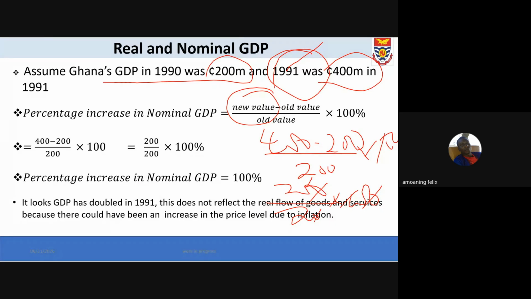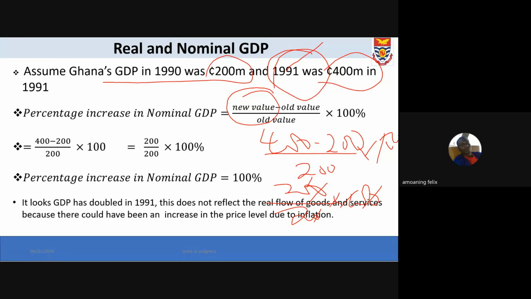Okay, so assuming that you have a bag of rice, and the bag of rice initially was 20 cedis, and you want to calculate the GDP. GDP is the monetary value of our production of final goods and services. But now the bag of rice was 20 cedis, and now it is 50 cedis. So if I want to calculate the monetary value, we all know that 50 cedis is bigger than 20 cedis. Meanwhile, the value of the bag of rice that we produce has not changed. It's still the one bag of rice that we produce.